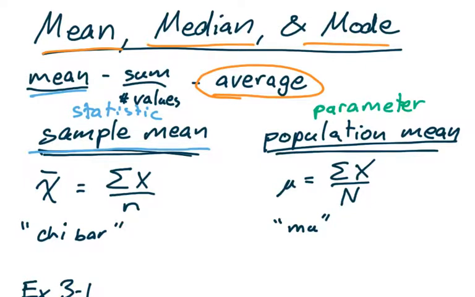So for the sample mean, we call this one x-bar. This is the letter x, and there is a little bar over the top of it, so we pronounce that x-bar.